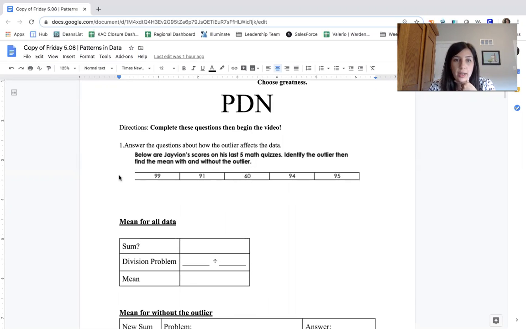So what I want to do is figure out what the mean, or the average, of all of Javion's scores is as they are now. And then I also want to figure out what they would have been if he hadn't gotten that low grade. So first I'm going to find the mean for all of the data.